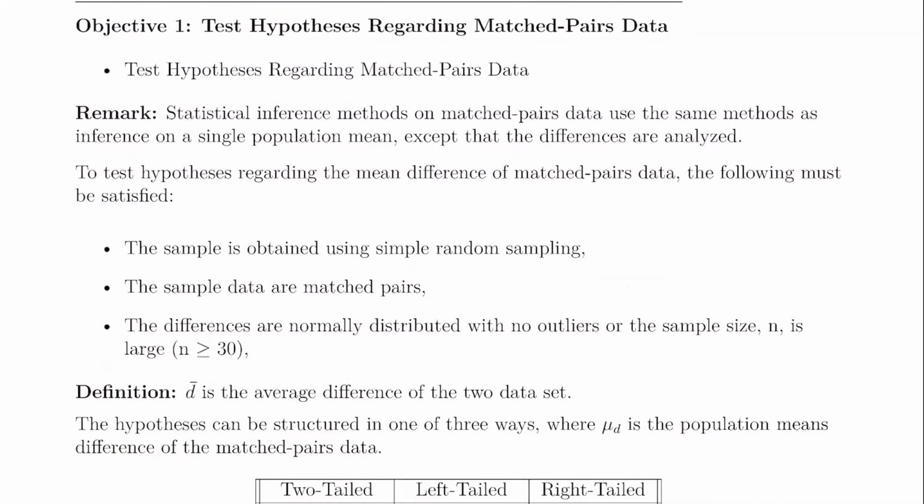Okay. So for this one, if we're doing a matched pair, the central limit theorem applies. We're going to use the central limit theorem, where n has to be greater than or equal to 30, so that the central limit theorem can apply for this problem.